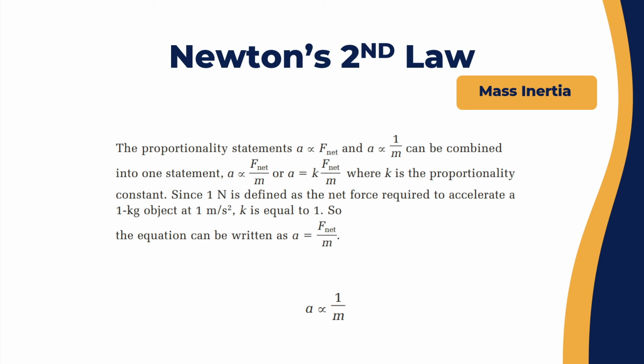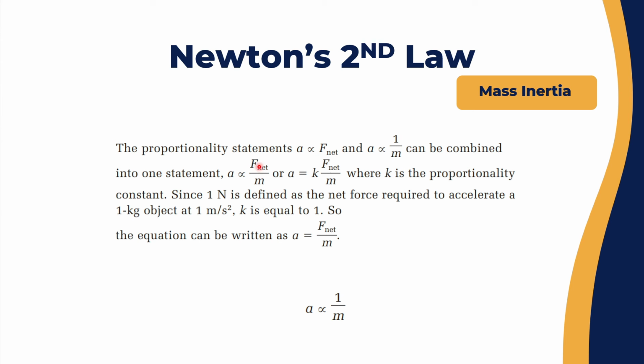The proportionality between the acceleration and the net force and the acceleration and the mass can be combined into one statement. As the net force goes up, acceleration goes up, or vice versa. And as the mass goes down, acceleration goes up. As the mass goes up, acceleration goes down. In this case, we can say acceleration equals a constant k that we don't know, multiplied by the resultant force over the mass. So the k here is the proportionality constant.